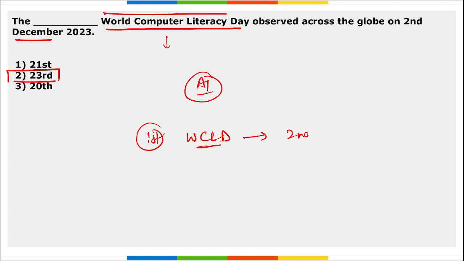Then the first ever World Computer Literacy Day, when was it observed? It was observed on 2nd of December 2001. This was the first ever edition. And now in 2023, this is the 23rd edition that was observed.